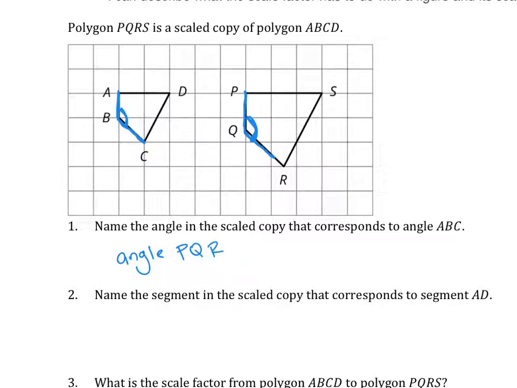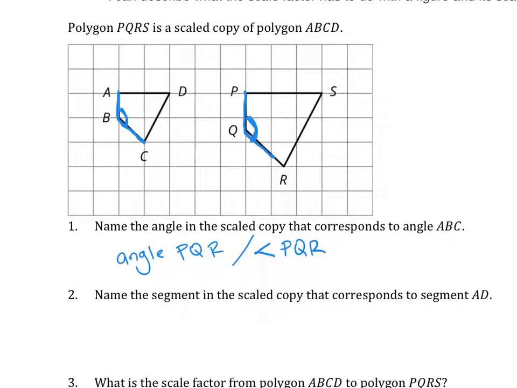Notice Q is in the middle. That's important. You can either write the word angle or the symbol for angle. So either version, but you do need to have at least one. You need to either have the word angle or the symbol for angle.